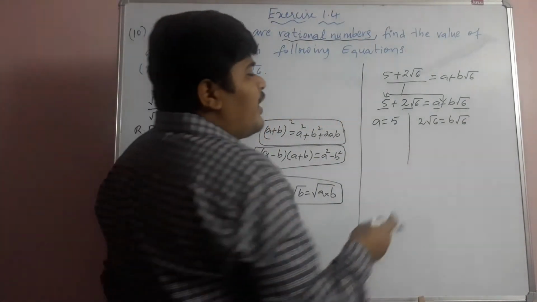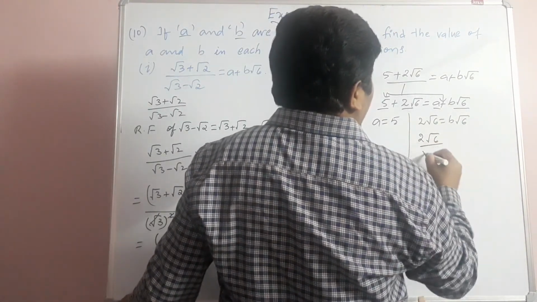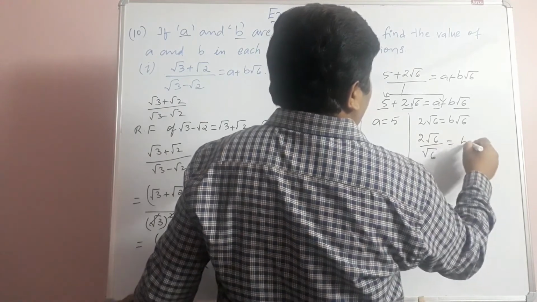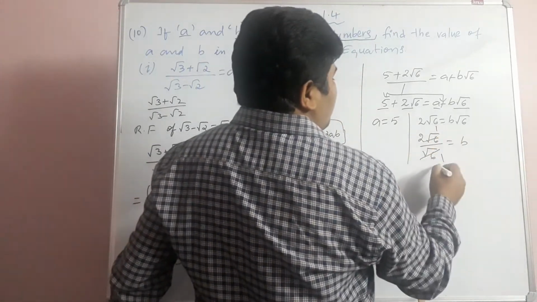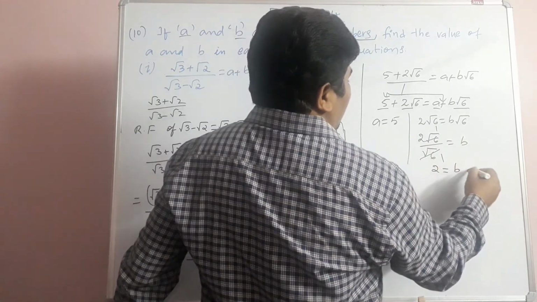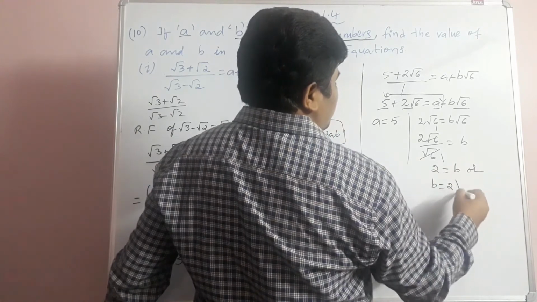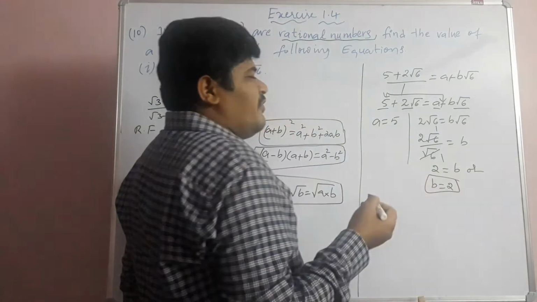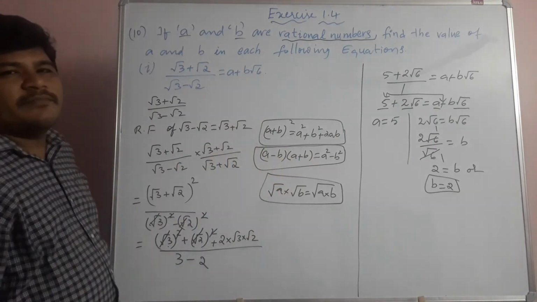So students, then what is b equal to? 2 root 6 by root 6 is equal to b. So root 6 by root 6 is what? Same thing by same thing is 1. So 2 into 1 is 2. 2 is equal to b, or also we can write b is equal to 2. That's it. Okay. So students, we found the value of a and the value of b.